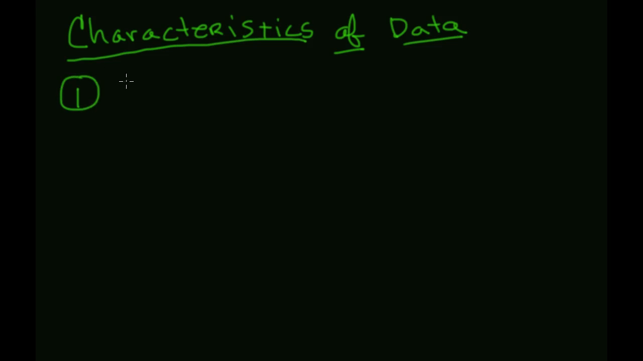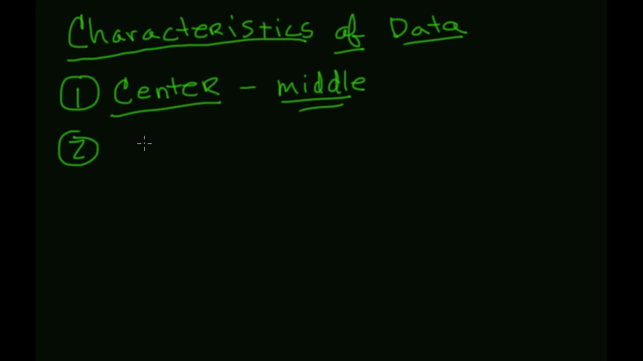So the first one we might want to try to find is its center. So center is a broad term that talks about somehow the middle of the data set. Now we're going to see that there's a number of different ways to describe the middle, but that's one of the characteristics that data can have, is it should have a center.